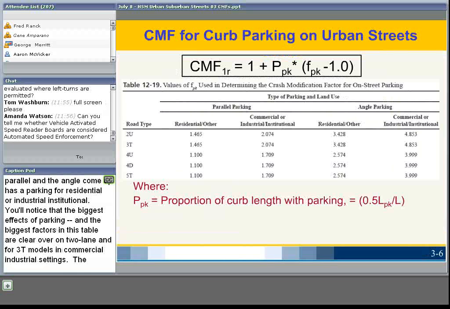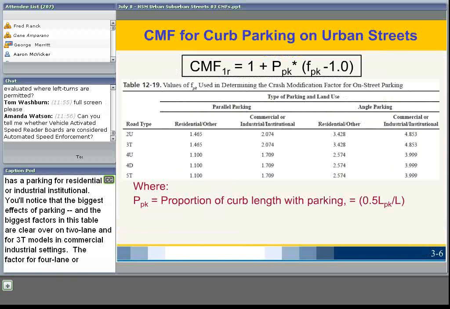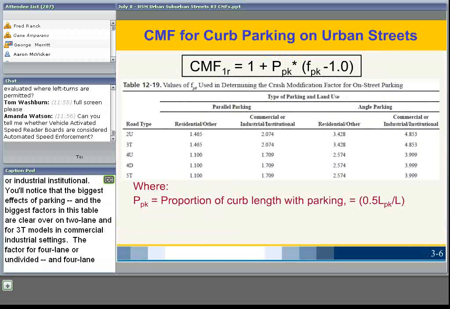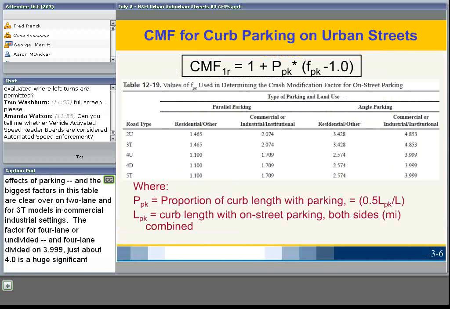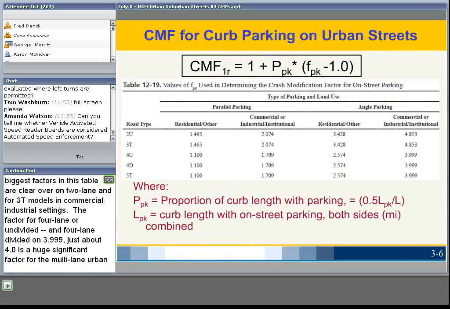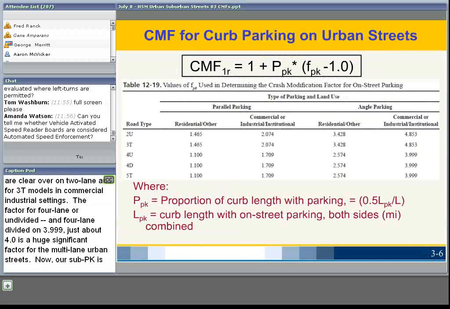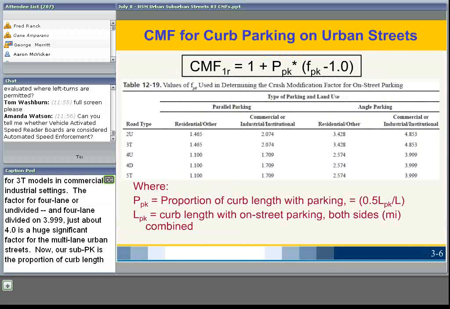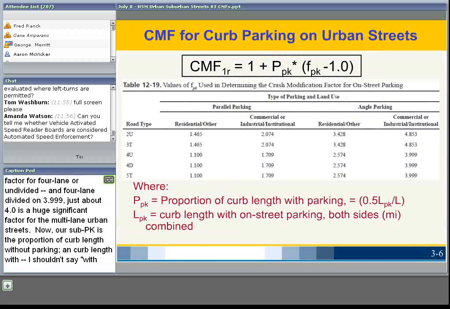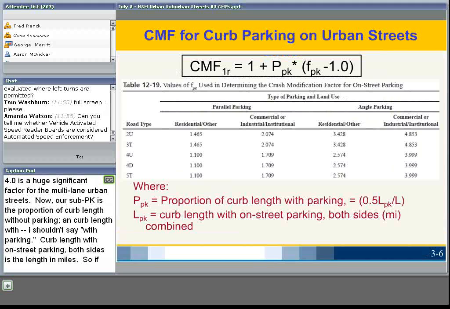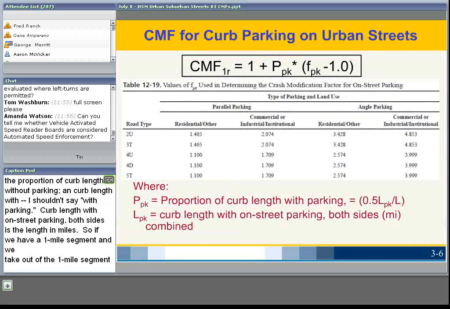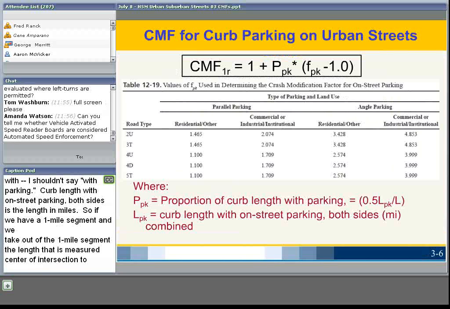And we have values for the F factor for parking in table 12-19 for each of the 5 models, whether it's the 2-lane urban, 3-lane with a 2-way left turn lane, 4-lane undivided, 4-lane divided, or the 5T model. And each of the parallel and the angle parking has a column for residential or for commercial or industrial institutional. You notice that the biggest effects of parking occur over on 2-lane and for 3T models in commercial industrial settings.